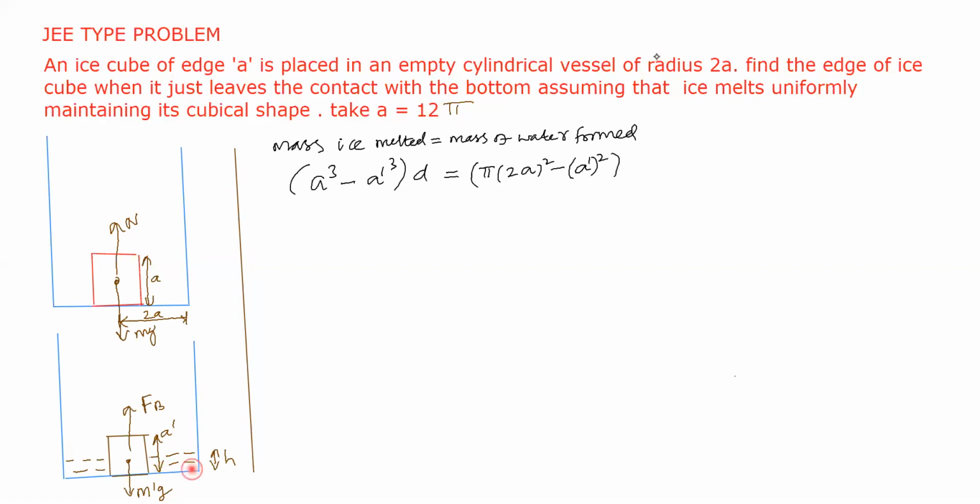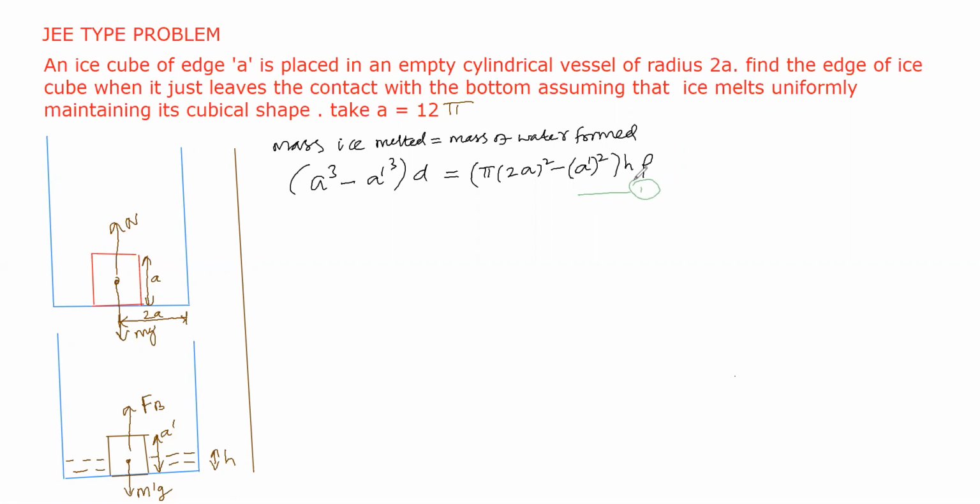Here the area of the water formed is the area of the cylinder minus the area of the cube, into the height h. This is the volume of the water formed, into the density of the water. Density of the water we take as rho. Now we take this as equation 1.